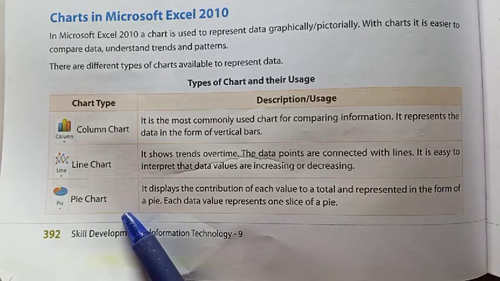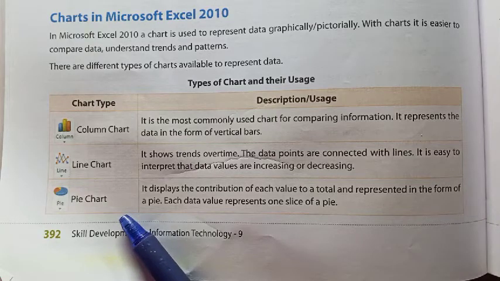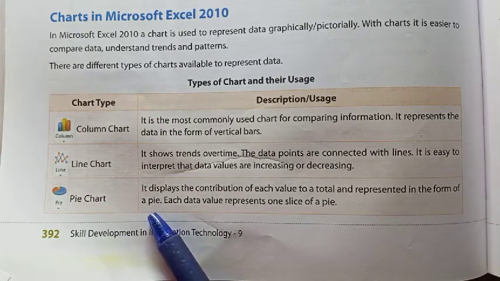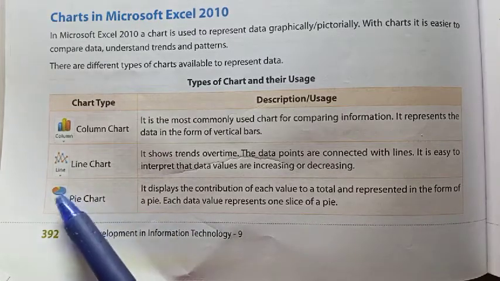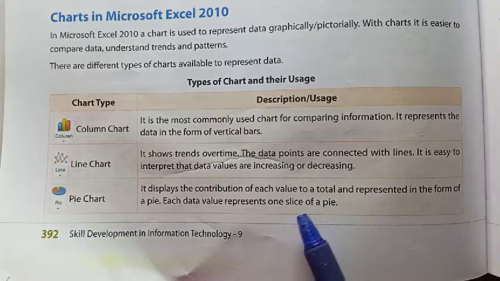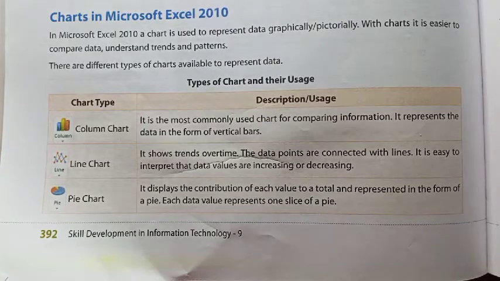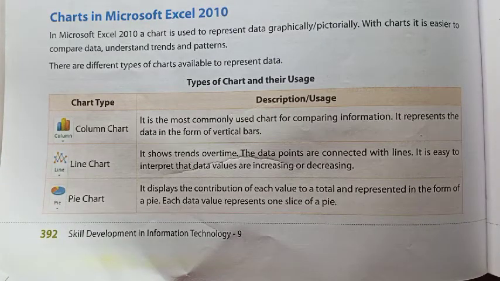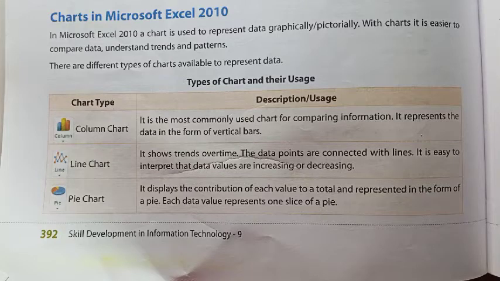Next we have the pie chart. The pie chart will show you the whole data in a circular form, in the form of a pie, and each slice of the pie is going to represent a value. It is used to display how each value is contributing to the whole value. What is the contribution of a part of the value to the whole value? When you have to do that, you are going to make the pie chart.